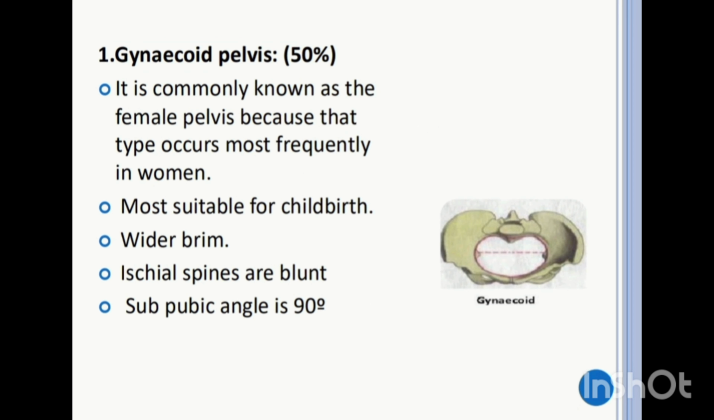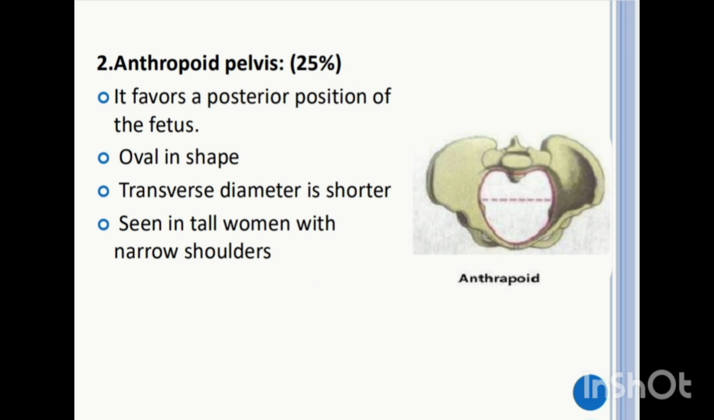Gynecoid pelvis. It is a normal female pelvis, has optimal diameters in all 3 planes. It's seen in 50% of women, ideal for childbearing. Next is anthropoid pelvis. It is like an ape-like structure. Anterior posterior diameter is longer and it allows for easy delivery of an occiput posterior presentation of the fetus, seen in 25% of all women, that is tall women.